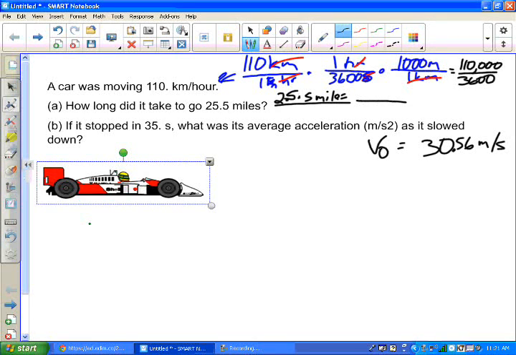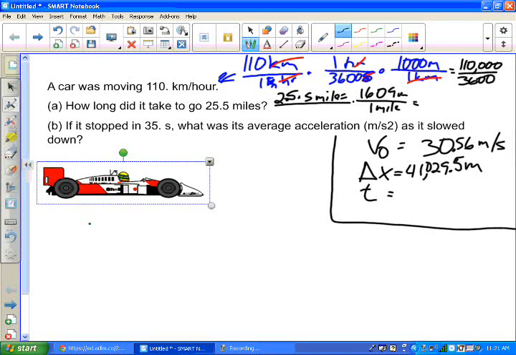Next, we need to convert 25.5 miles into meters. So remember that the conversion factor is 1 mile is equal to 1,609 meters. When you multiply across the top, you get our displacement, delta x, is equal to 41,029.5 meters. Part A says, how long did it take to go that distance? So we're going to need a time.